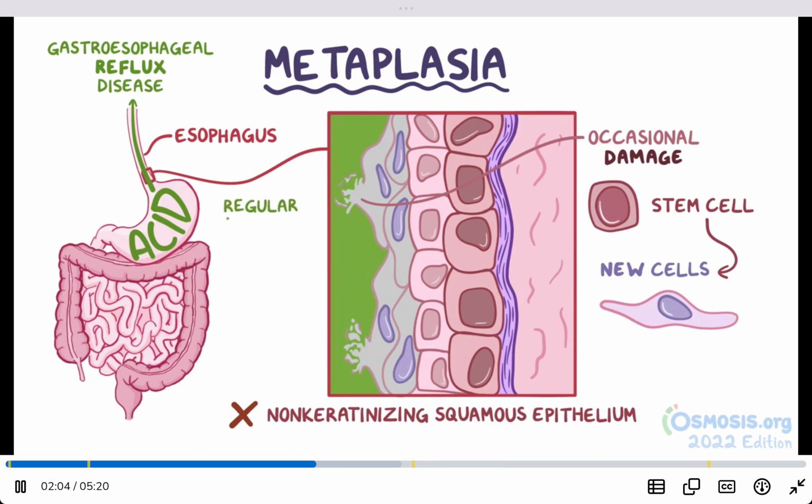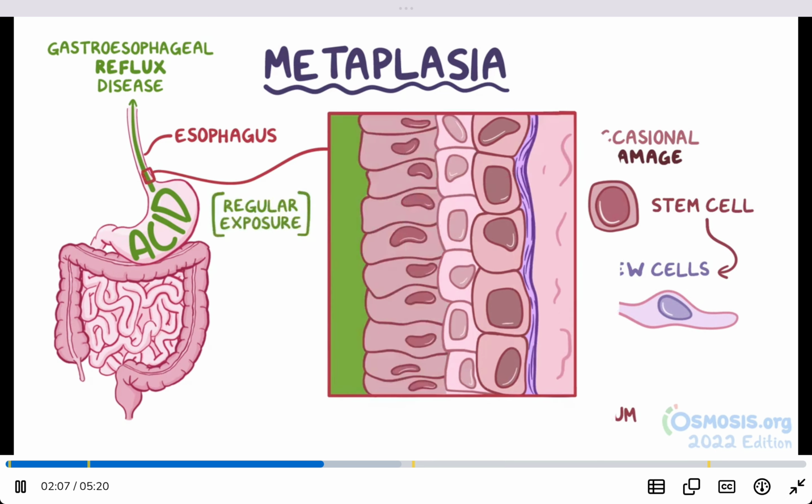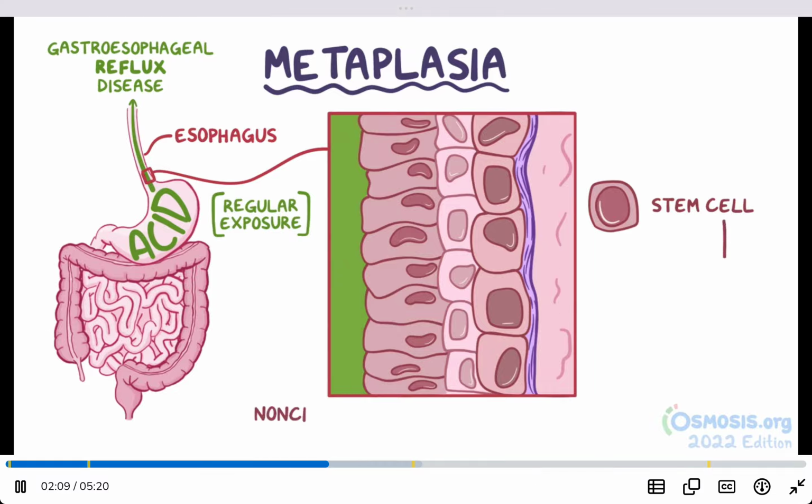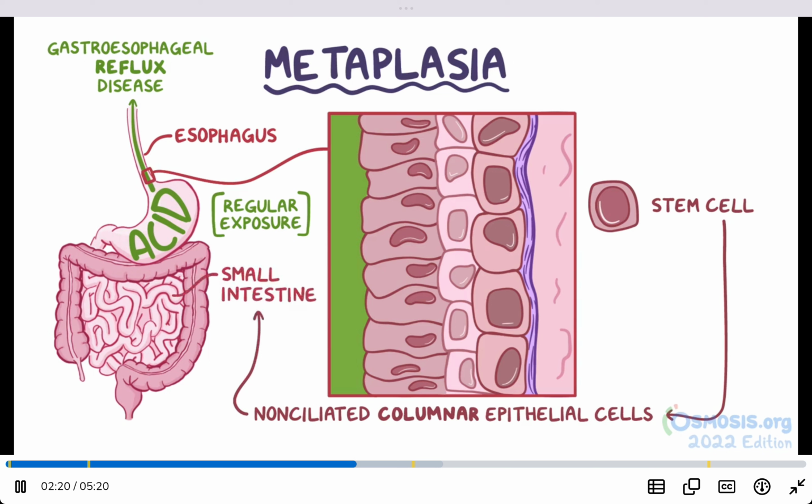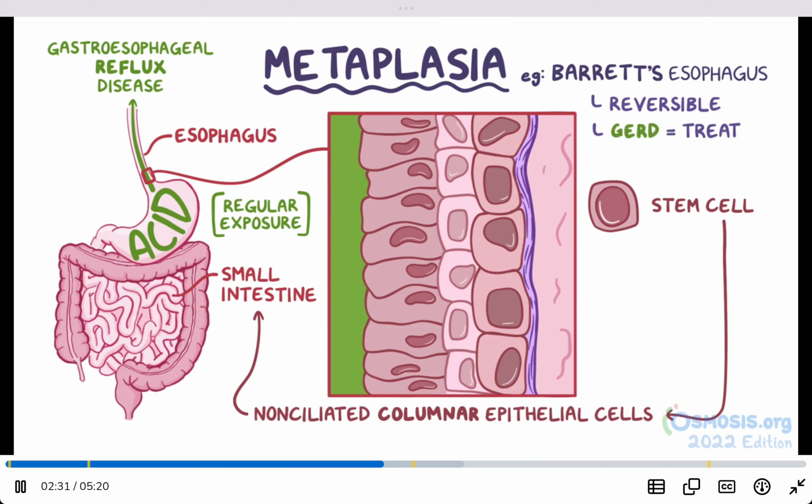But when there's regular exposure to acid, stem cells begin to adapt by differentiating into non-ciliated mucin-producing columnar epithelial cells. These cells are far better suited to withstand the acid. After all, they're the same types of cells that are found in the small intestine. This is an example of metaplasia, and the condition is known as Barrett's esophagus. Now, metaplasia is technically reversible, so if the gastroesophageal reflux disease is treated, stem cells will begin to divide into regular esophagus epithelial cells again.